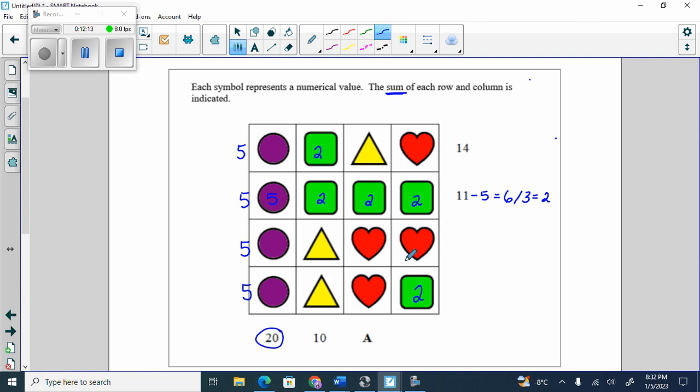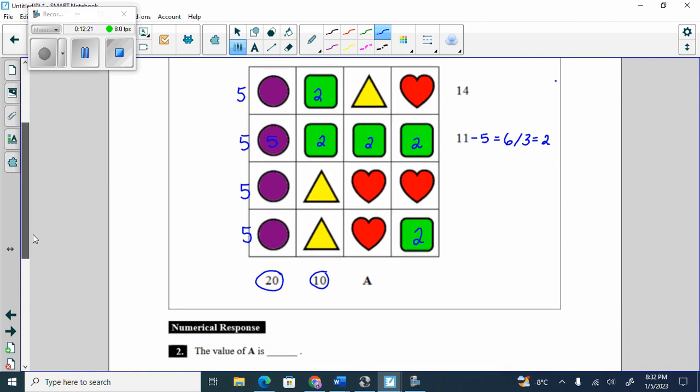Now I know that we have this row here. This row has to add to 10. It already has 4 in it with the 2 greens. So I'm going to go 10 minus 4, and I'm going to get 6. And now I get to actually divide it by 2. And each of those is worth 3. So 3 here, 3 here, 3 here.